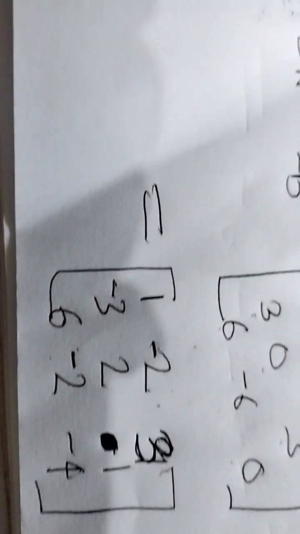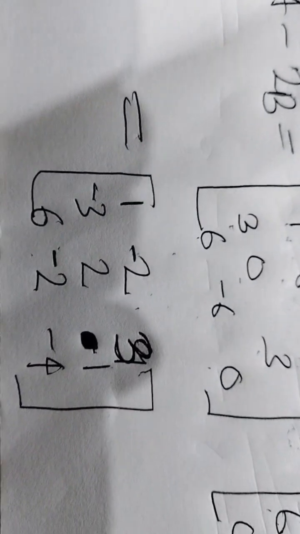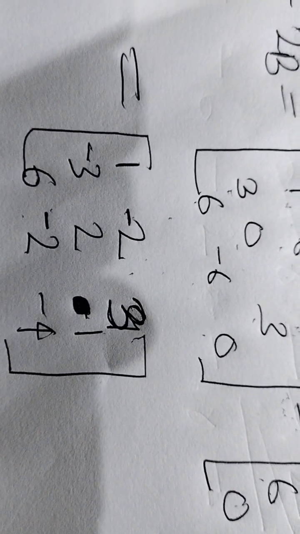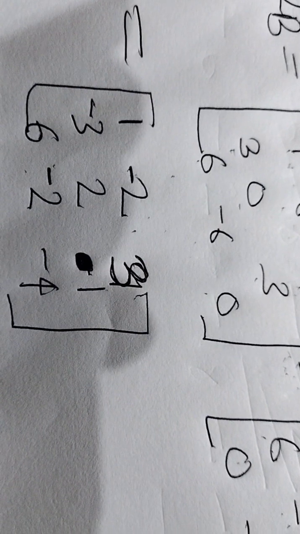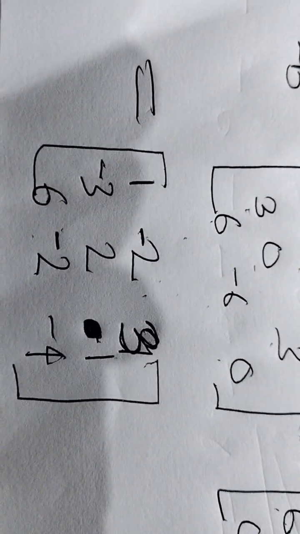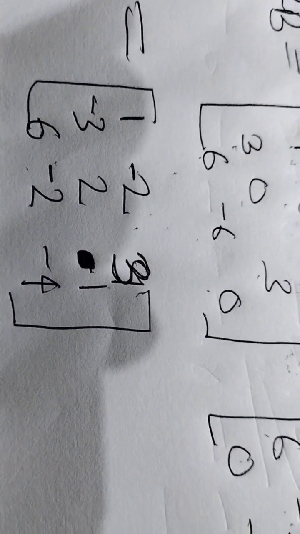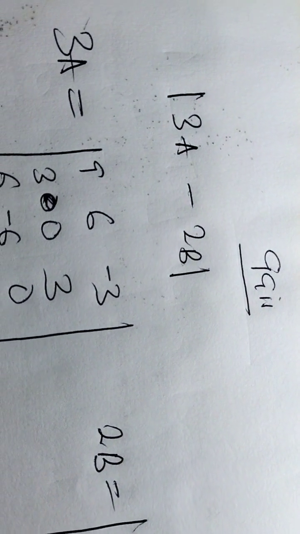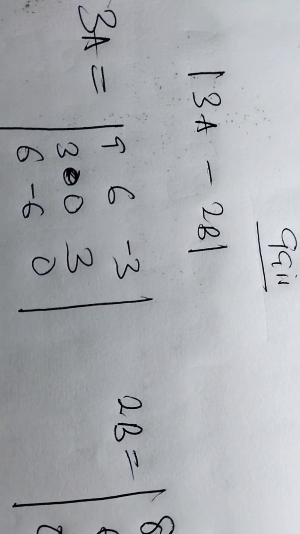So 3A minus 3B becomes, first row 1, 2, 3, second row -3, 2, 1, third row 6, -2, -4. So go to 9b that says find the determinant of 3A minus 2B.